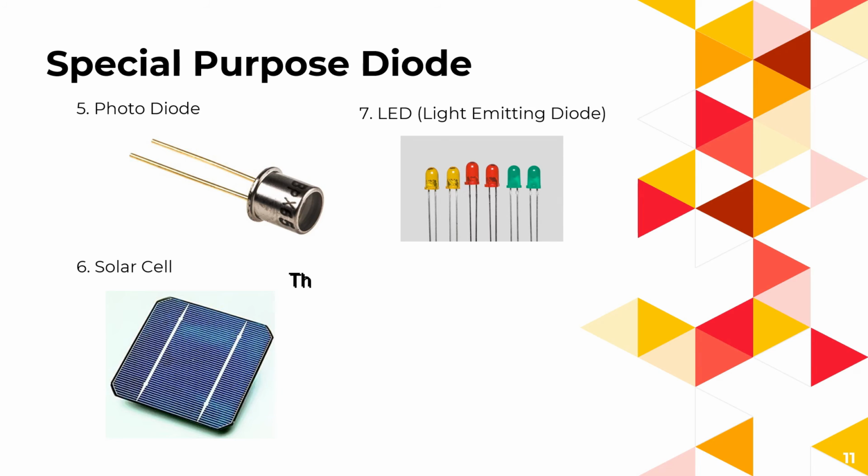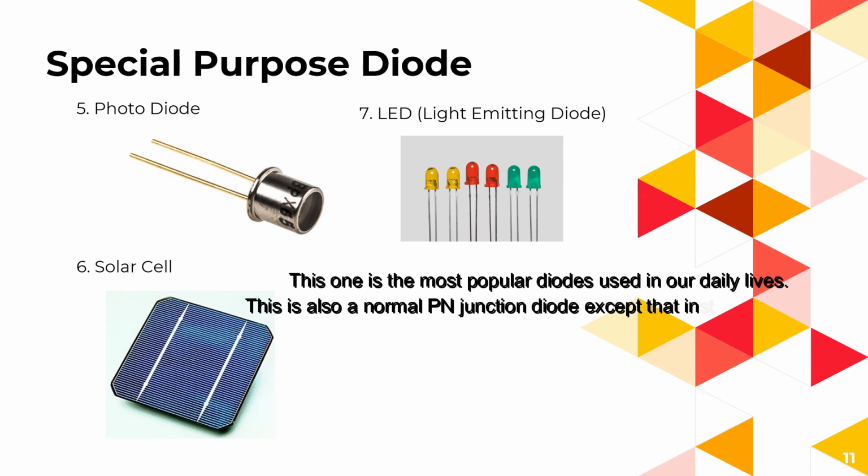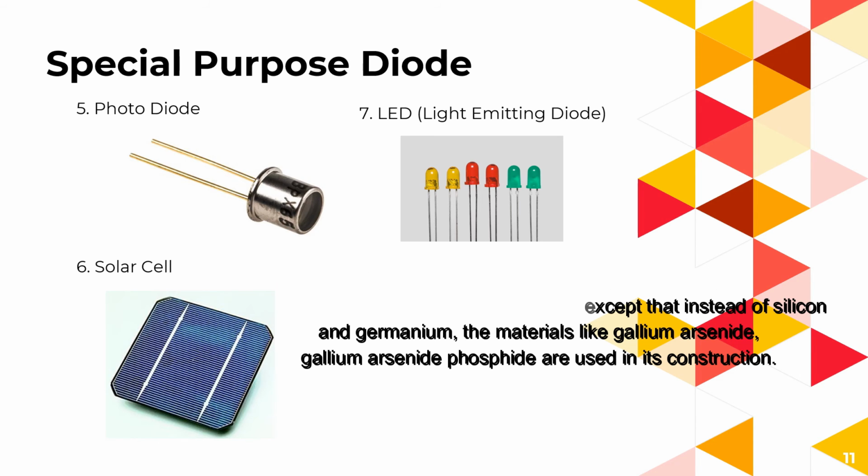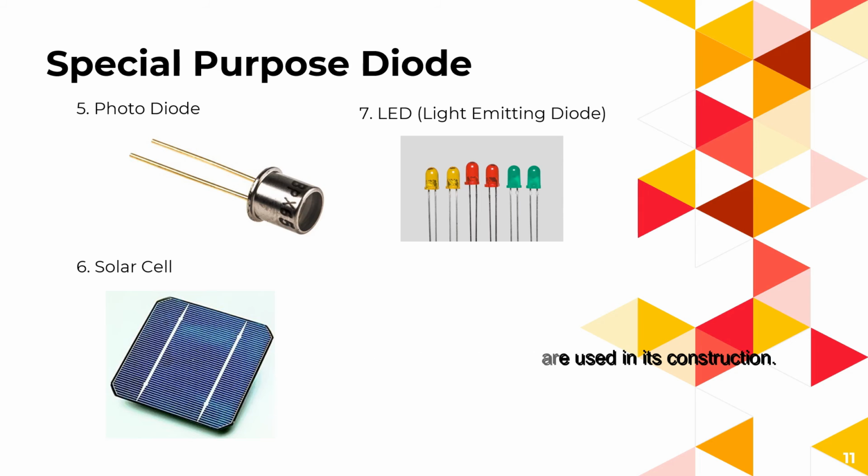LED. This one is the most popular diode used in our daily lives. This is also a normal p-n junction diode, except that instead of silicon and germanium, materials like gallium arsenide and gallium arsenide phosphide are used in its construction.